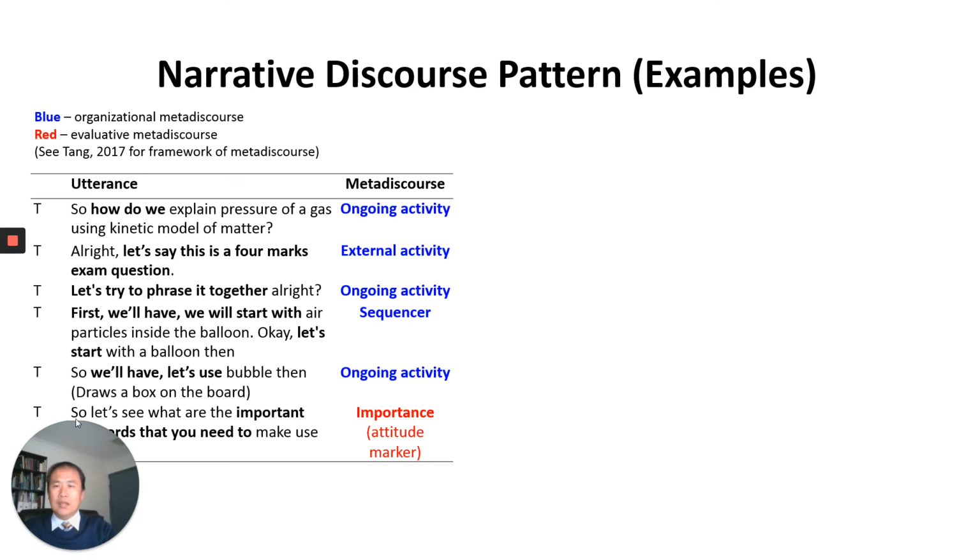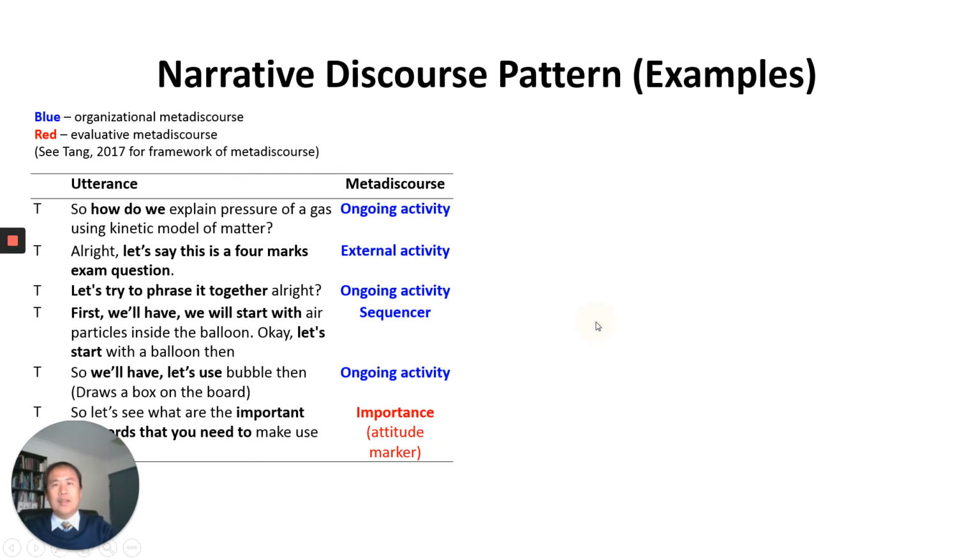In the last line, the teacher talked about the important keywords that you need to make use of. This is a kind of evaluative meta-discourse called attitude marker, which signals how we feel about the content matter. And the attitude here, at least from the teacher's stance, is about importance. So it is important from the teacher that the students must phrase these explanations according to several standardized keywords. So this narration conveys a very authoritative and exam-oriented ideological stance on narration of the scientific story.